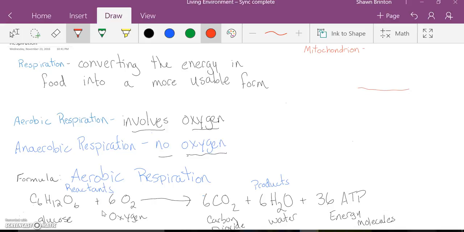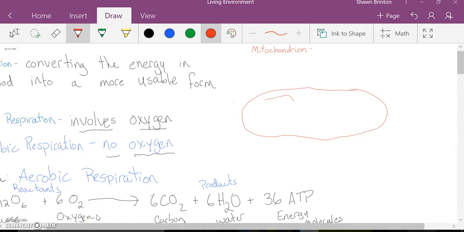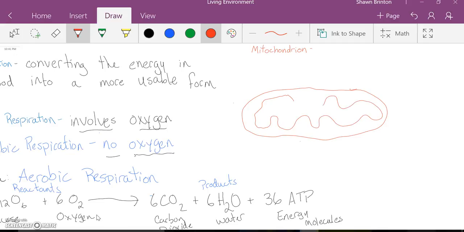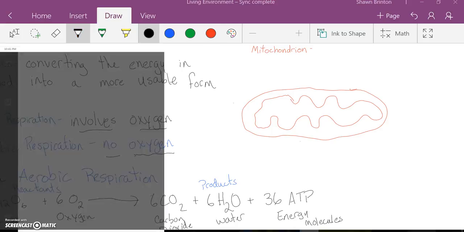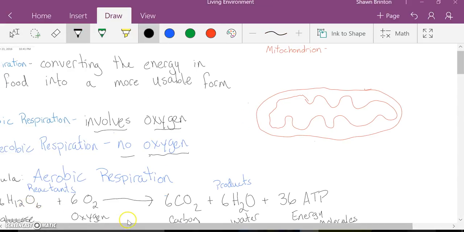So try to draw what we have, our structure, and of course we have our folds inside here, so it kind of looks a little like this, okay, in our cells, if we looked at it under a very powerful microscope. So what goes in and what goes out?